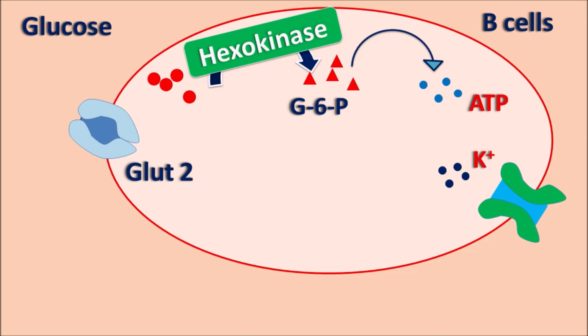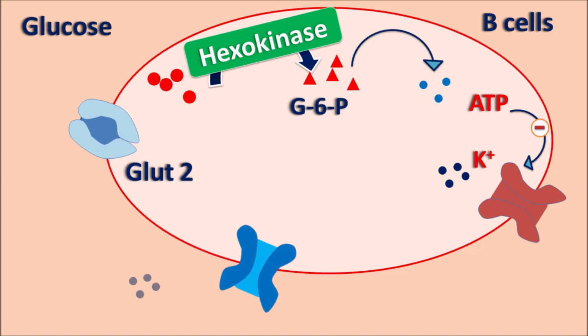But here ATP binds to these ATP-sensitive potassium channels, thereby it inhibits the activity of these potassium channels. So when potassium is not going outside, it promotes the entry of calcium. Now the calcium can enter into the beta cells, which promotes exocytosis such that insulin can be released from the beta cells.